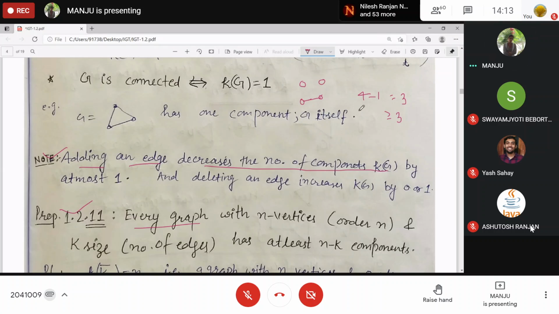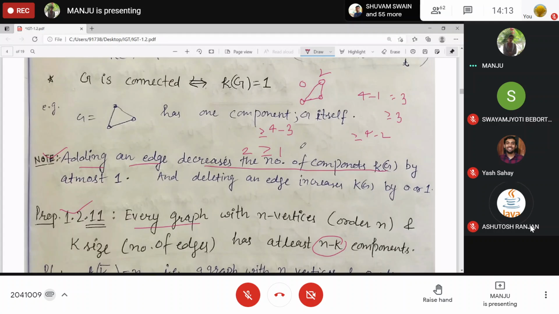Clear? Now if it has two edges, either this one or this one, then 4 minus 2, and you know that there exist 2 components, at least 2 components, right? And it has exactly 2, so that is fine. What if I add this edge? With 3 edges and 4 vertices, how many components should it have? At least 1, n minus k. It is having 2, so 2 satisfies at least 1.